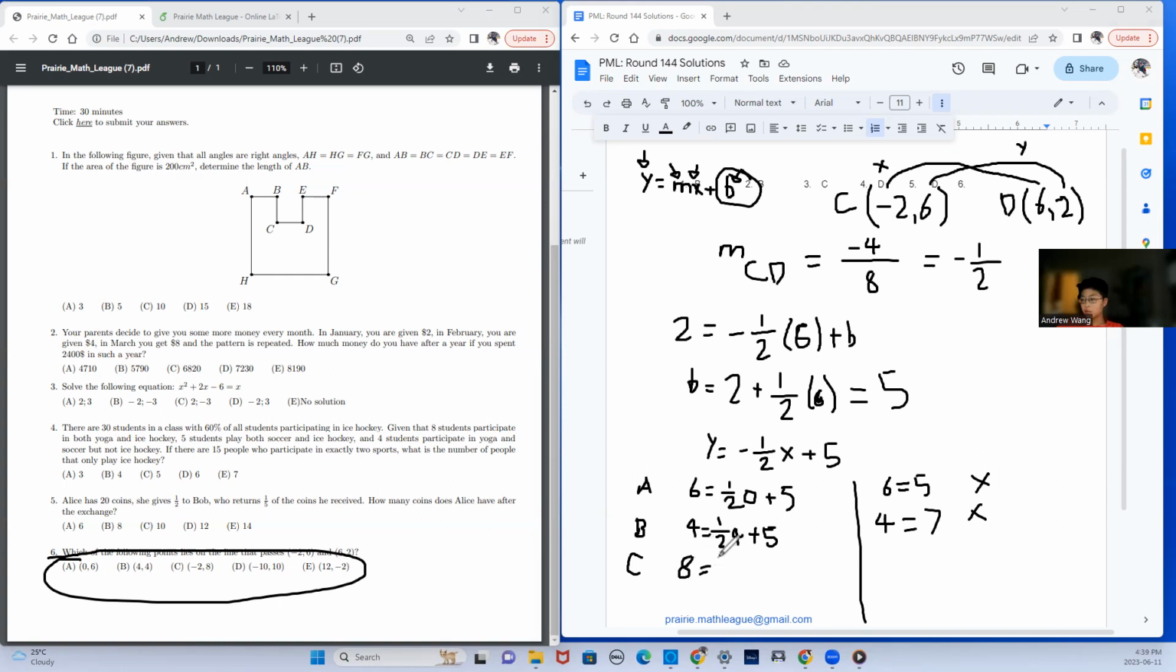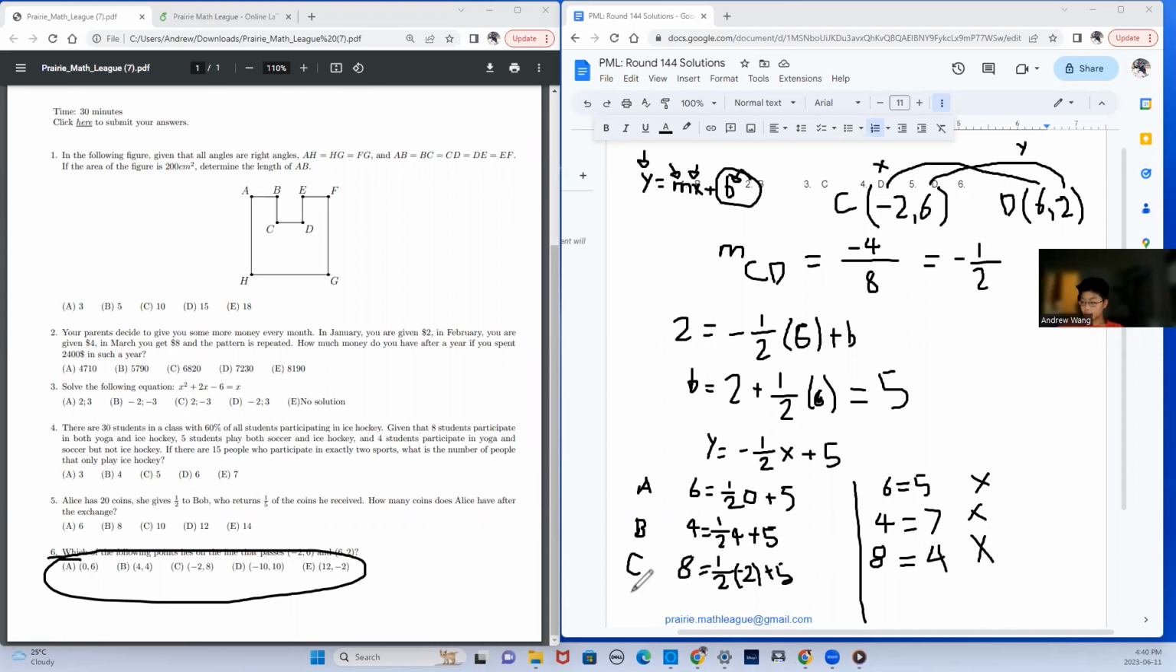The C points are -2 and 8, and you plug it in. 8 equals half of -2 plus 5, and this will give you that 8 supposedly equals 4, and that is incorrect.